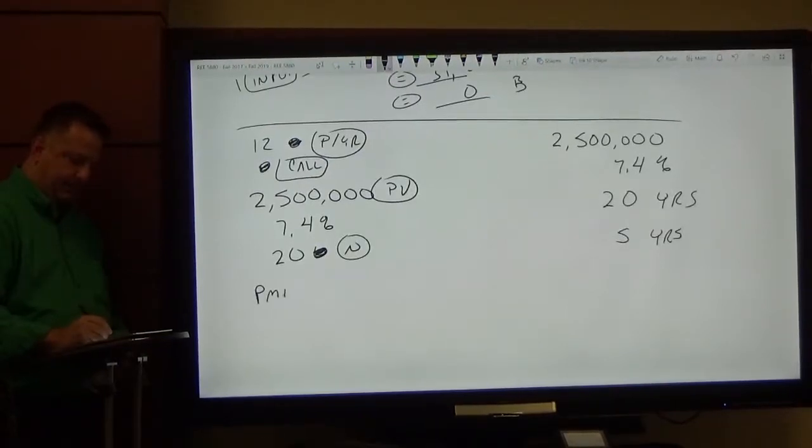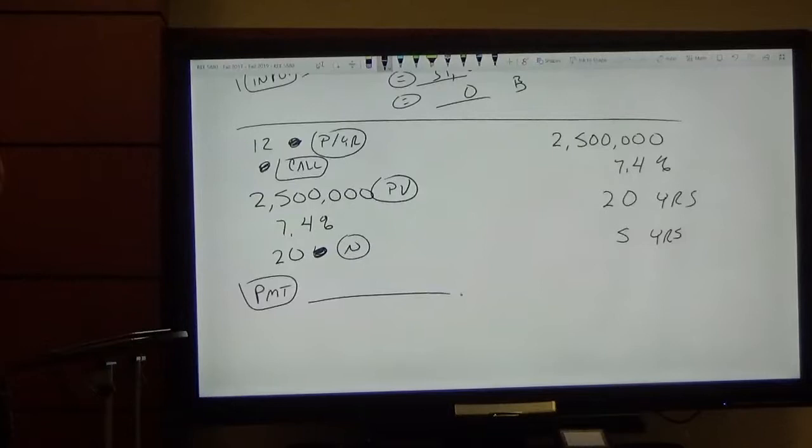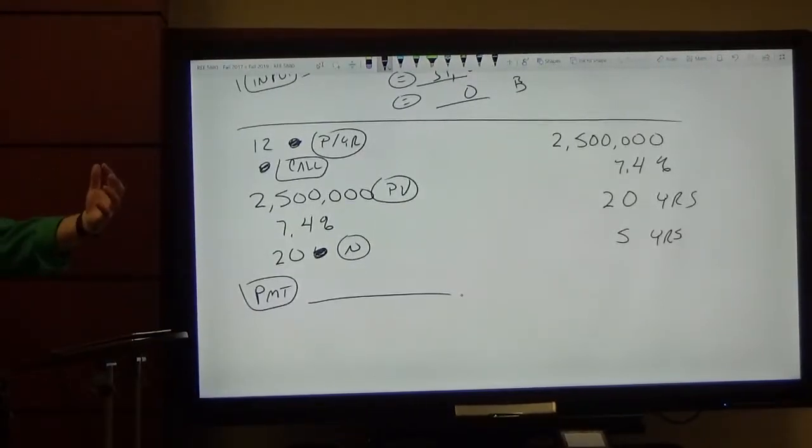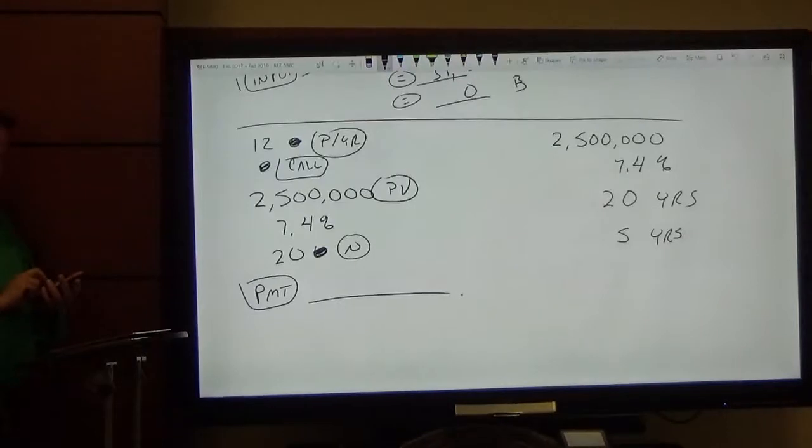Do you have to calculate the payment? Yes. The reason is the calculator needs all of the elements of the equation in order to be able to extract the relevant pieces of information from it. Okay, so let's start off. Let's get the payment.